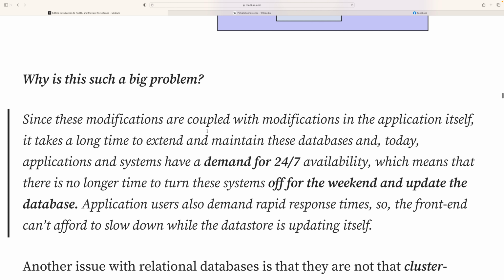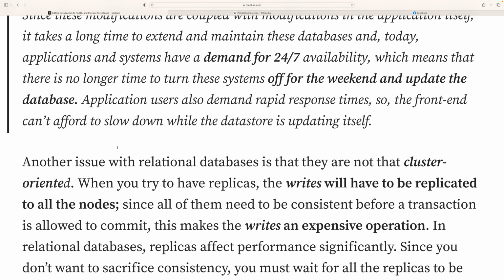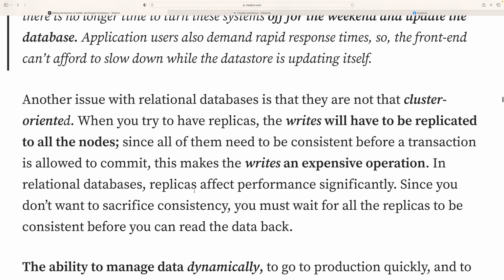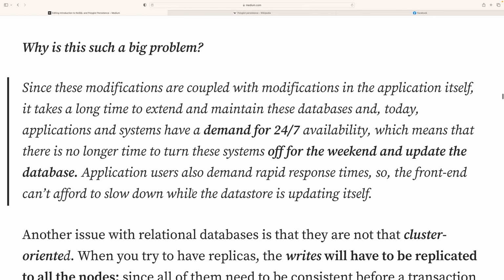Since these modifications are coupled with modifications in the application itself, it takes a long time to extend and maintain these databases. Today, applications and systems demand 24/7 availability, which means there is no longer time to shut the system down on the weekend to update the database. Application users also demand rapid response time, so the front end can't afford to slow down while the database is updating itself. So the first issue is this impedance mismatch.